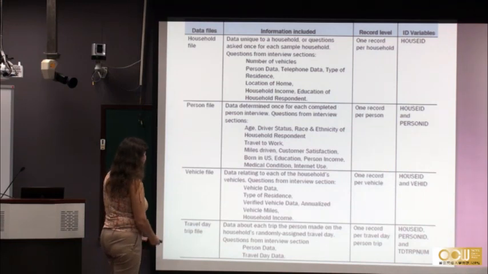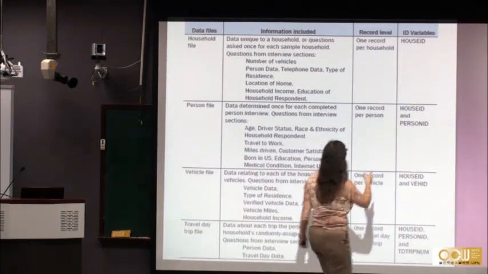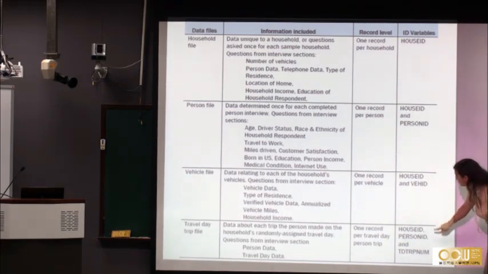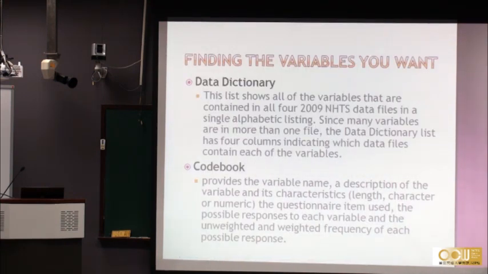She has identity. Yeah, that's what I say, right? Household identification number, household and person, household and vehicles, and household, person and trip identification. Well, there is a data dictionary.